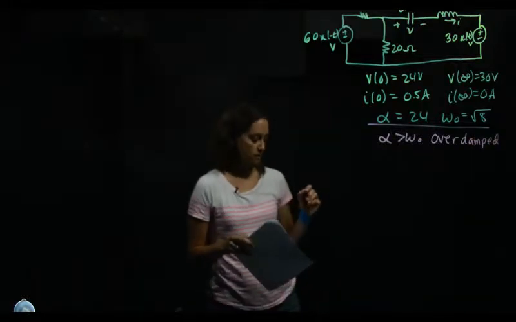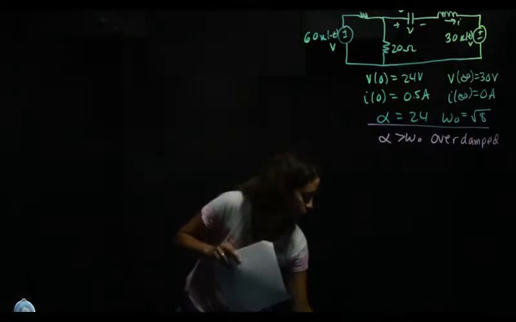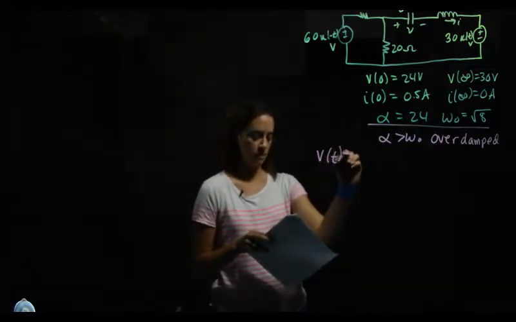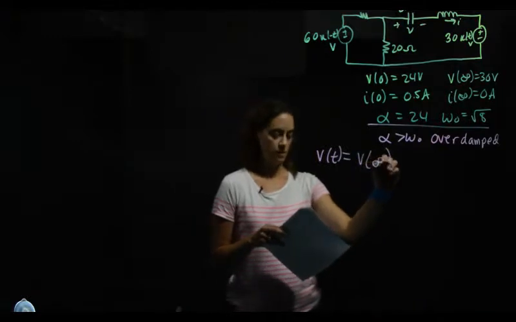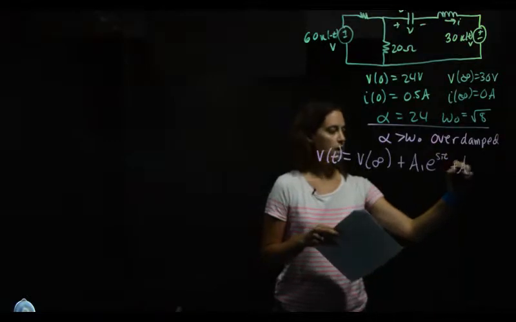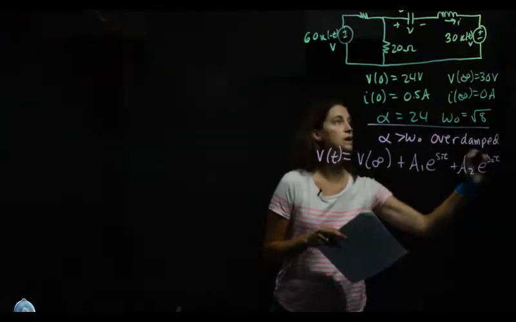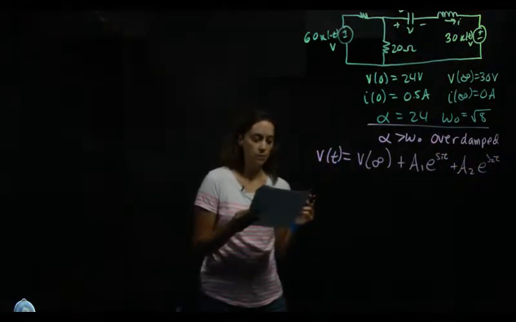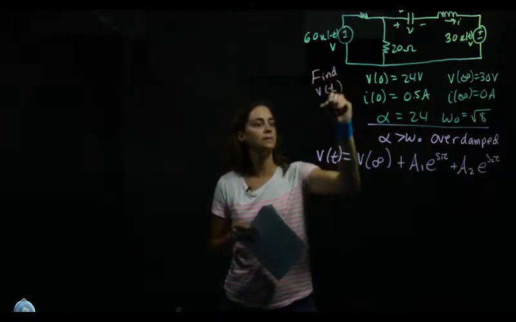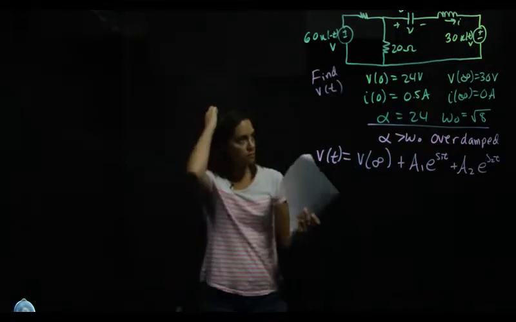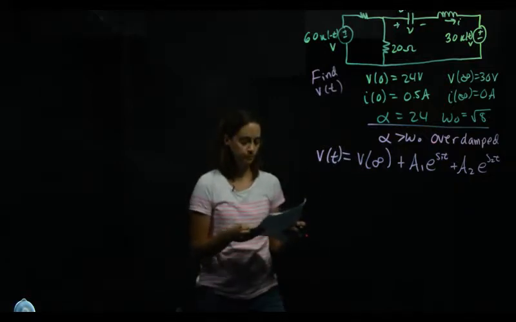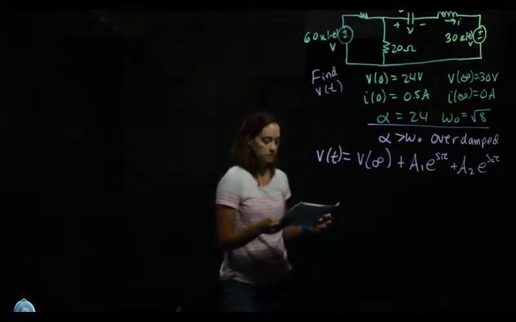If we're overdamped, then our general solution is V of t equal V infinity plus A1 e to the S1t plus A2 e to the S2t. I guess I didn't put what we were asked to find. We were asked to find V of t. We want to use I and go from there, but they asked for V, so there you go.